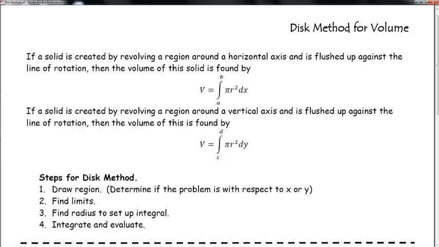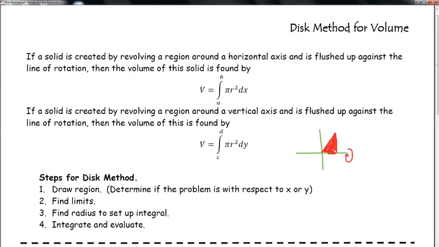Alright, today we're going to talk about 3D. What if I create a solid by revolving an area around an axis, a horizontal axis or even a vertical axis? What I'm talking about is, if I have some sort of area, here's my area, and I was going to revolve it around an axis, what would that look like?